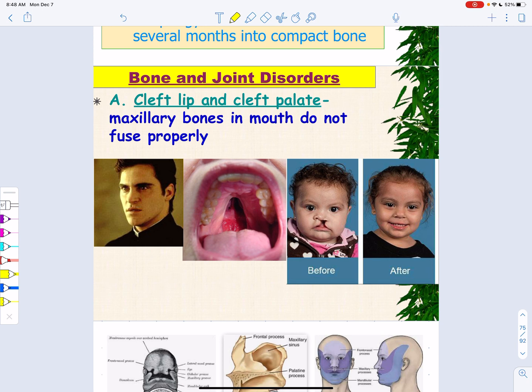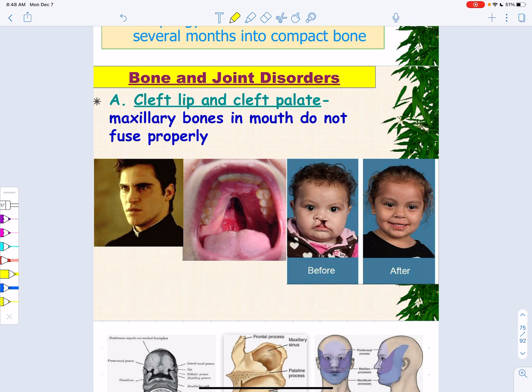This is going to be our final lecture for the skeletal system. We're going to go through the bone and joint disorders that we need to know for our test. There's 8 of them. The first one is the cleft lip or cleft palate.